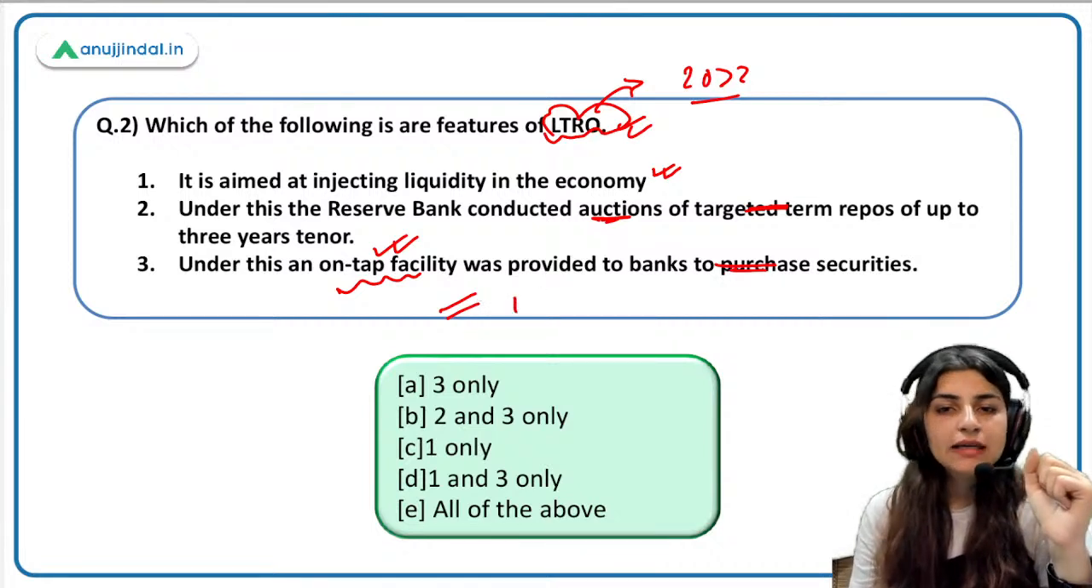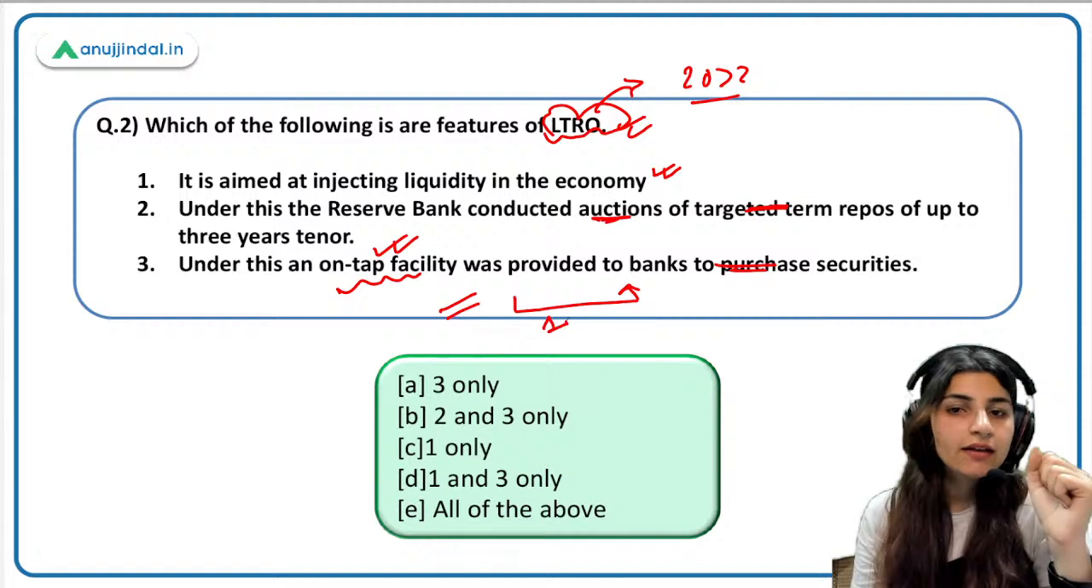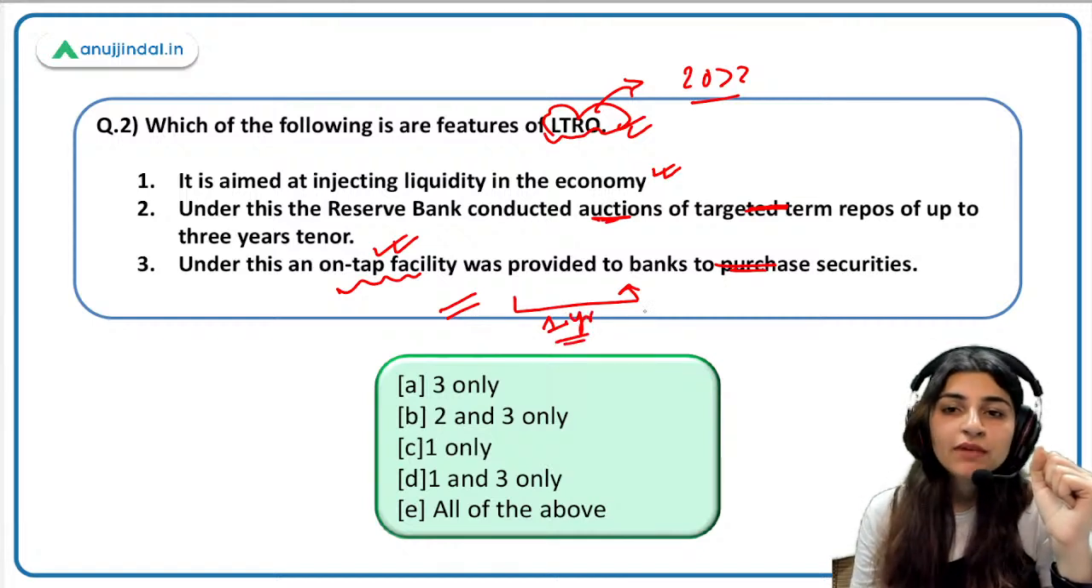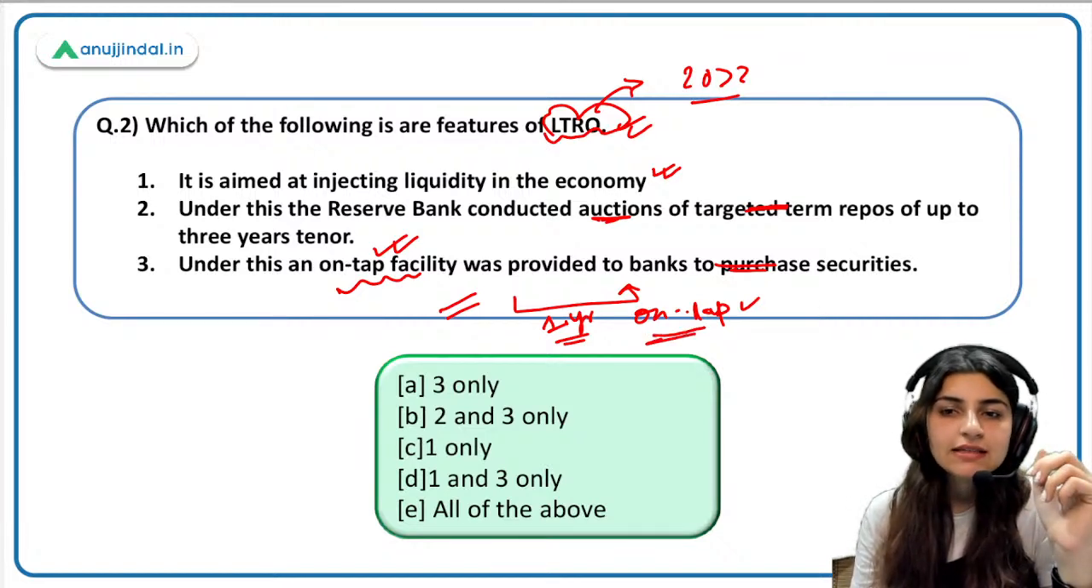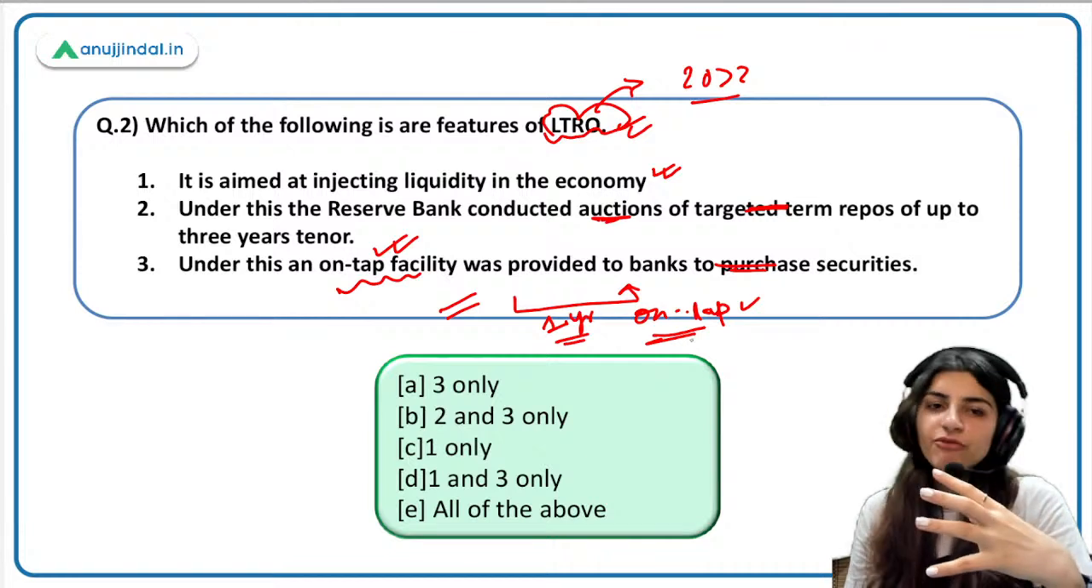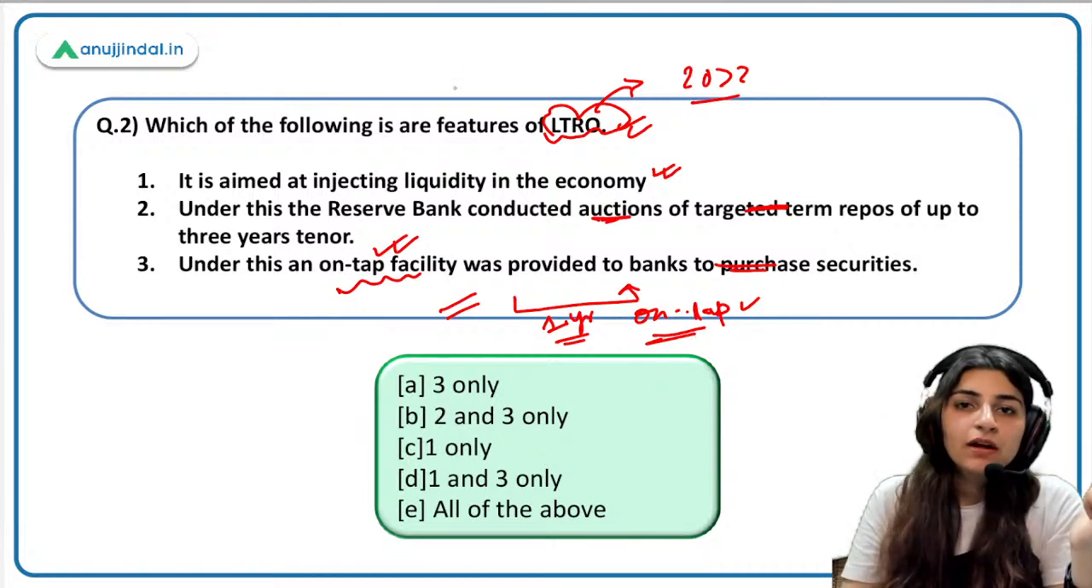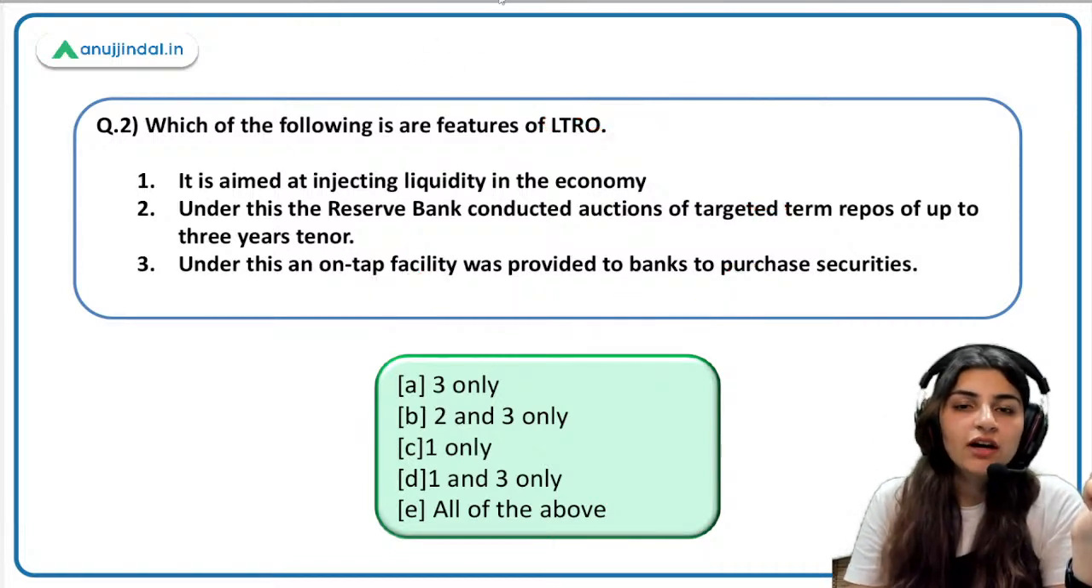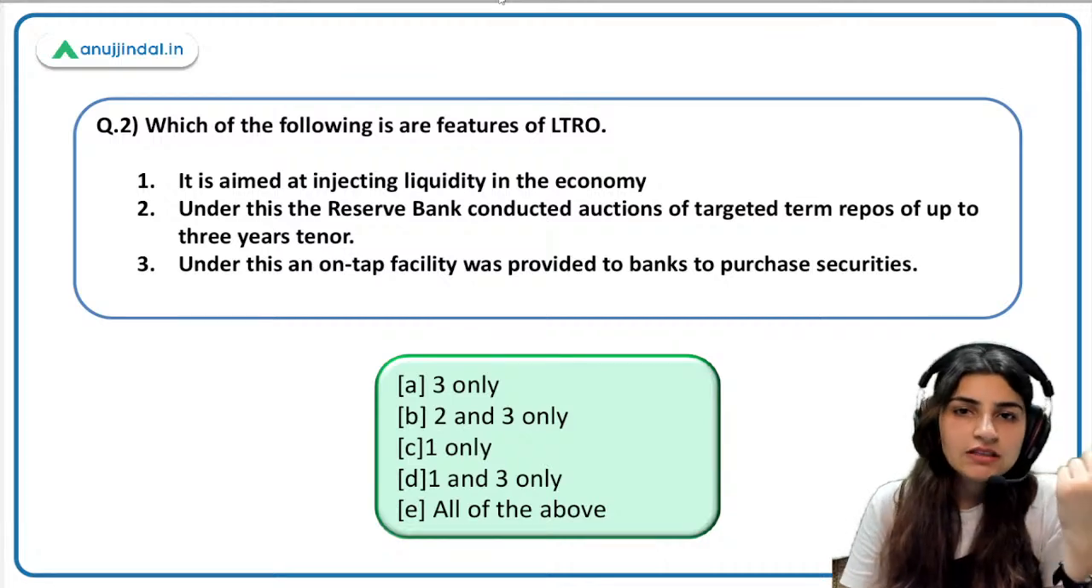On-tap facility means RBI ने एक duration दे दी है, let's suppose 1 year or 2 years, and an on-tap facility is provided, which means whenever banks are in need of liquidity, through the on-tap facility they can ask for liquidity or avail loans. So all the statements are correct.